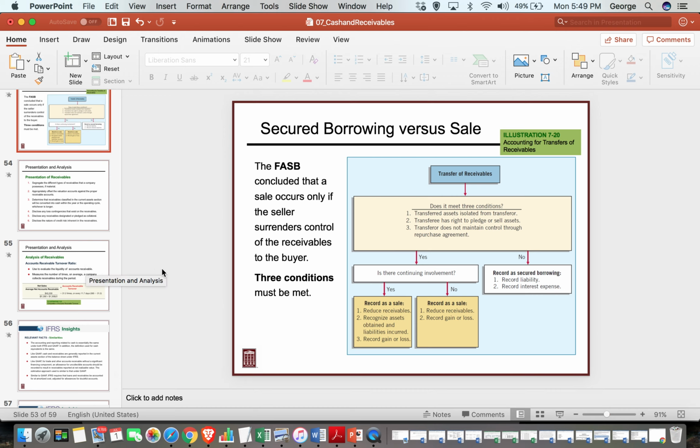Secured borrowing versus sale. So FASB has concluded that a sale only occurs if the seller surrenders control of the receivables to the buyer. And so these three conditions must be met. Transferred assets must be isolated from the transferor. Transferee has the right to pledge or sell the assets. Transfer does not maintain control through a repurchase agreement.